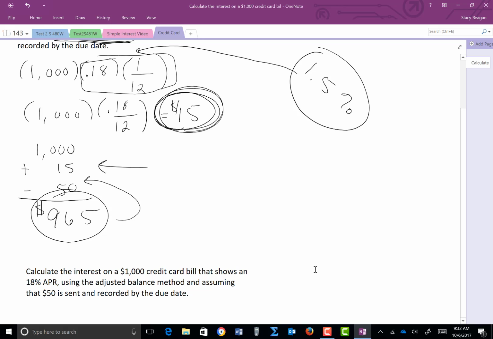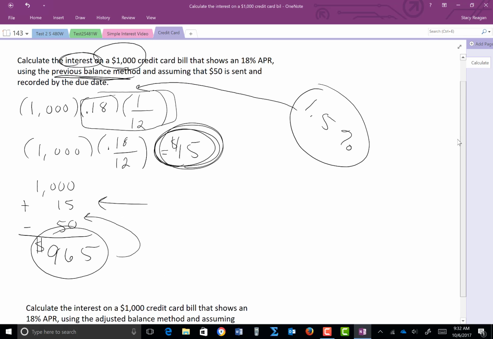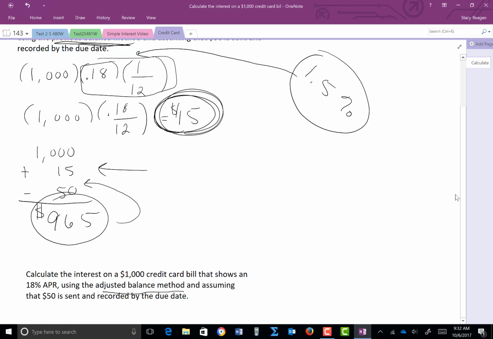It says calculate the interest on a $1,000 credit card bill that shows an 18% APR, annual percentage rate, using the adjusted balance method. That's the difference in these two problems. Let's scroll back up so you can see. The one we just did was the previous balance method. This one is the adjusted balance method.